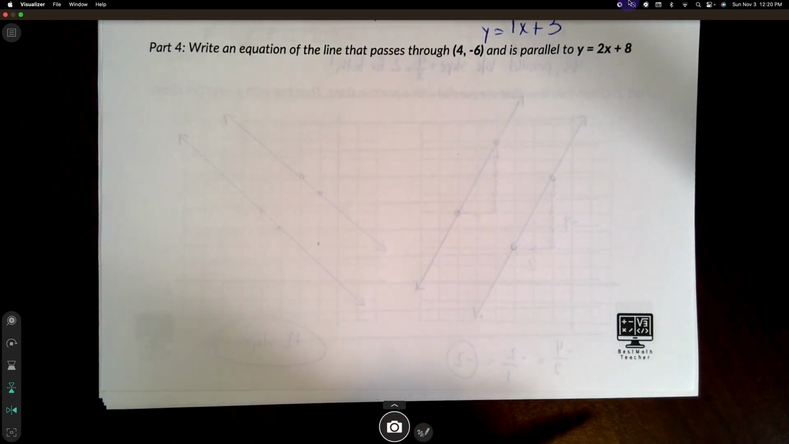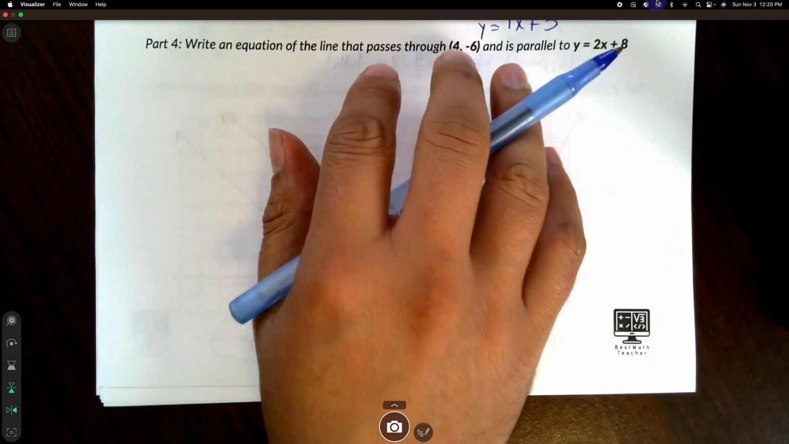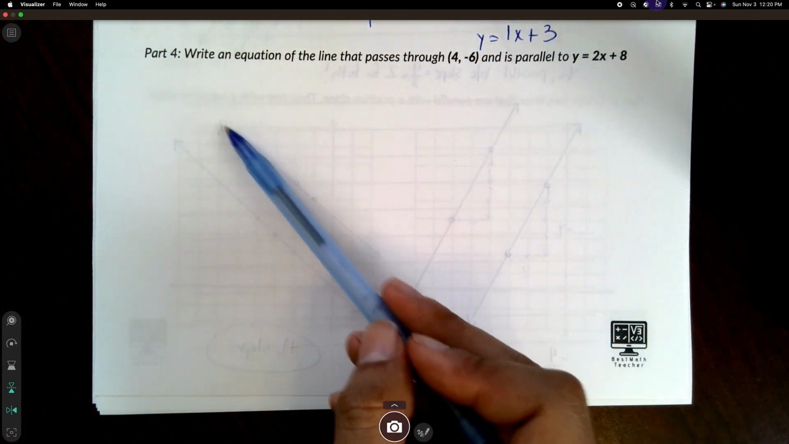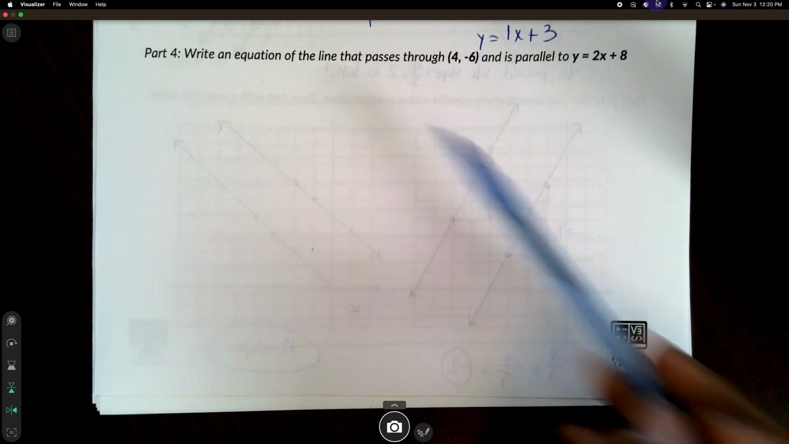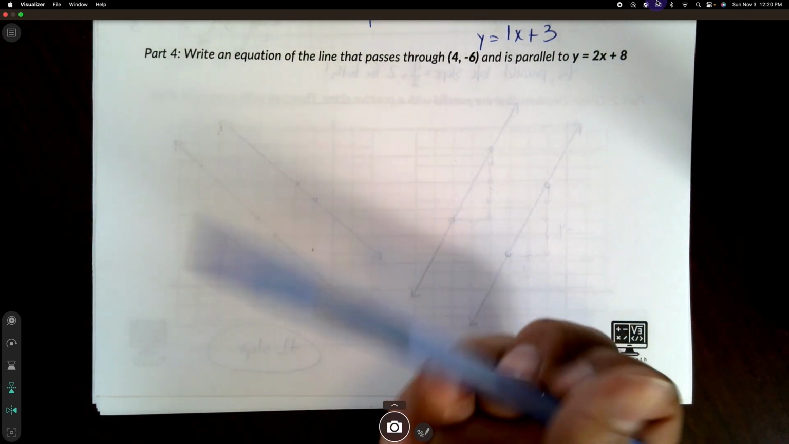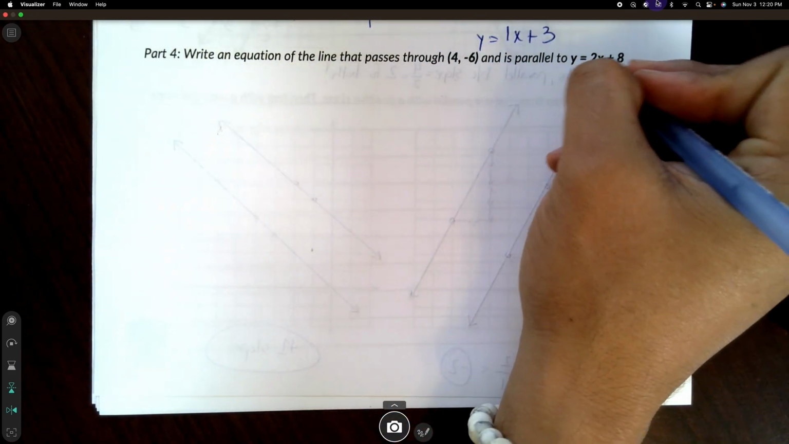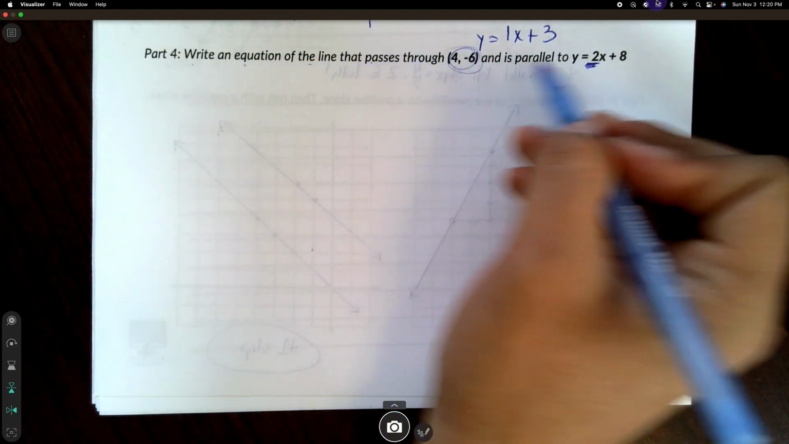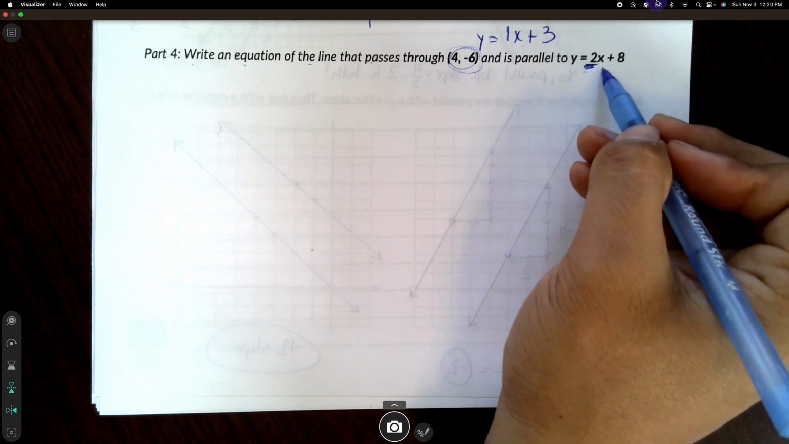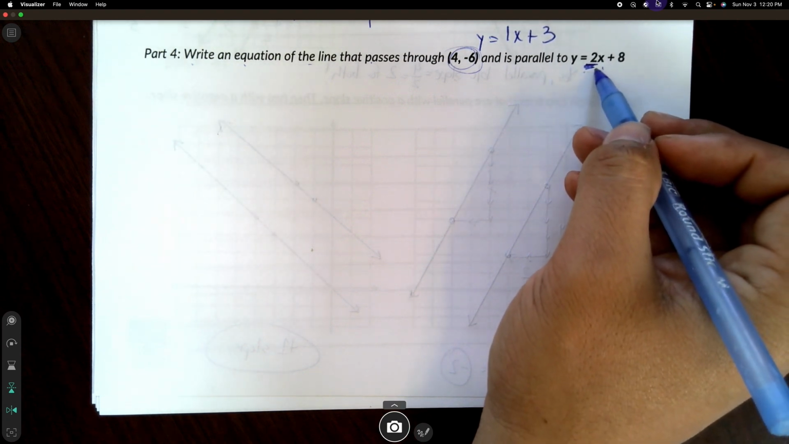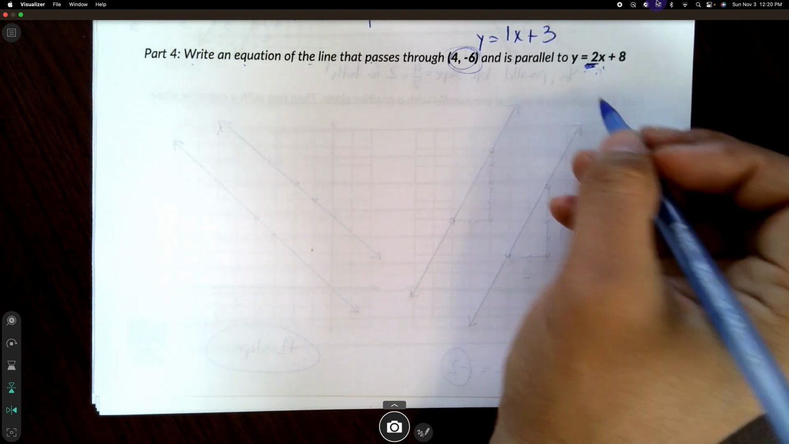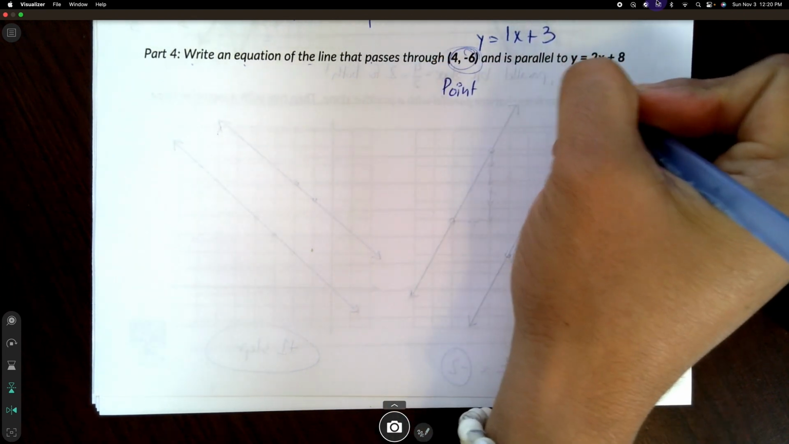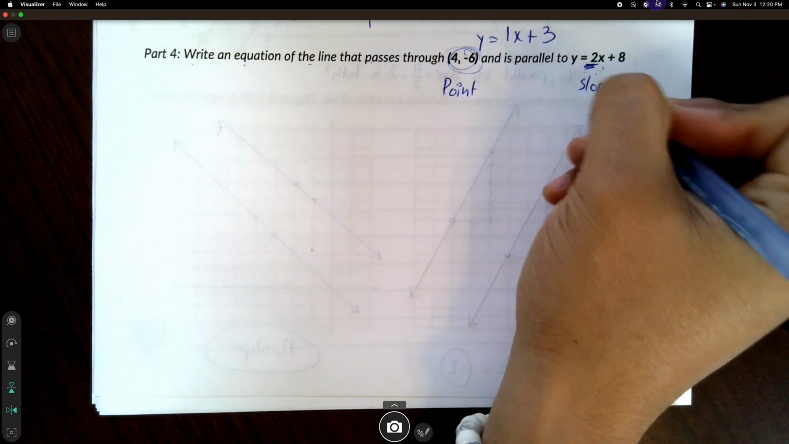Let's see, one last problem for this part 1, parallel lines. Again, we're visualizing lines that go on forever and never touch, okay? Now in this case, we already know the slope. The slope is 2, but let's see. We want to write an equation of a line that passes through this point and is parallel to this one. So we just need the slope. So since we have a point and we have the slope, we're going to use point slope formula.